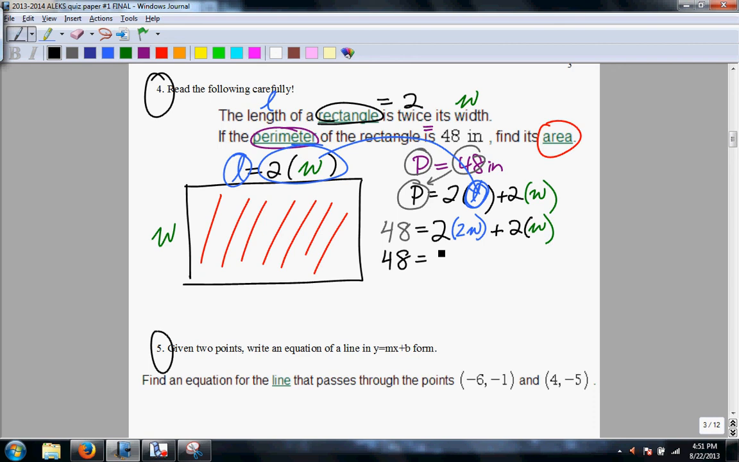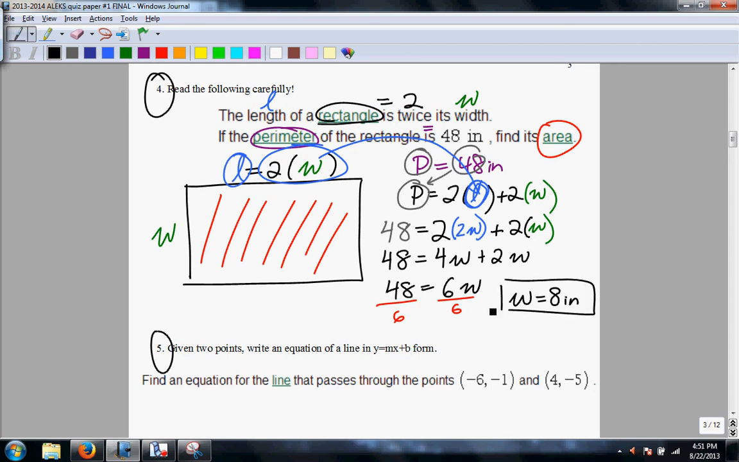2 times 2 is 4W plus 2W. Keep working. 48, and we add 4 plus 2, 6W. Divide both sides by 6. 48 divided by 6, that means our W is going to be 8 inches. You're not done. Remember, we're trying to go for area.